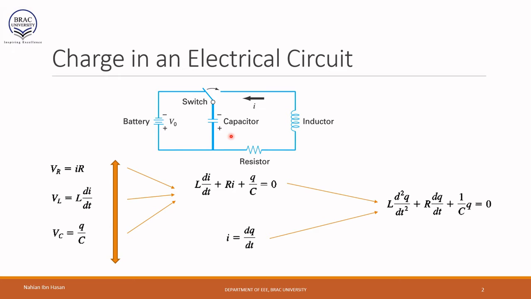According to Kirchhoff's voltage law, in a loop within a circuit, the summation of the voltage drops across each of the elements will be equal to 0. The first term is the voltage drop across the inductor, the second term denotes the voltage drop across the resistor, and the third term denotes the voltage drop across the capacitor. The summation of all of these voltages is equal to 0. That's Kirchhoff's voltage law. We know that already.